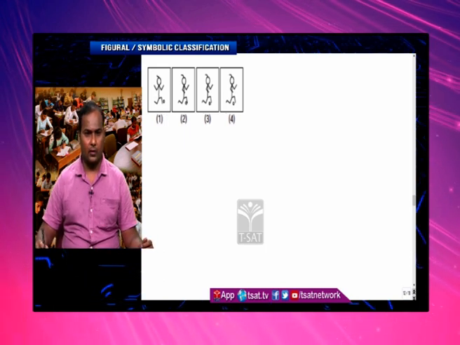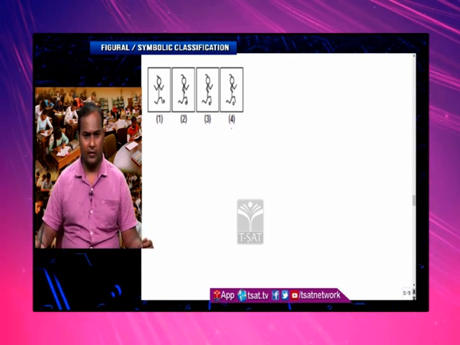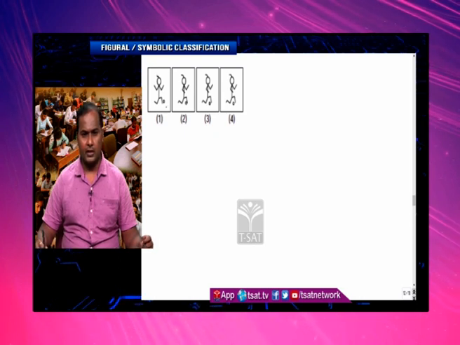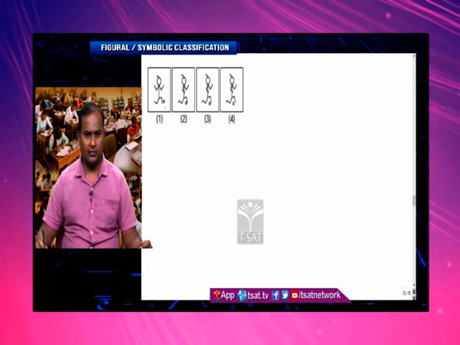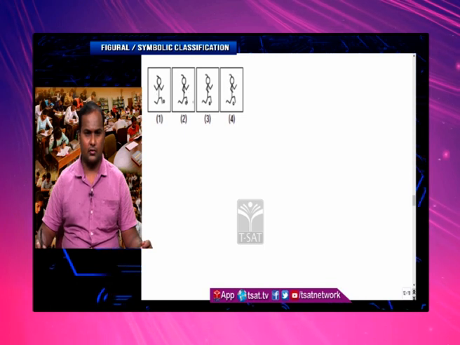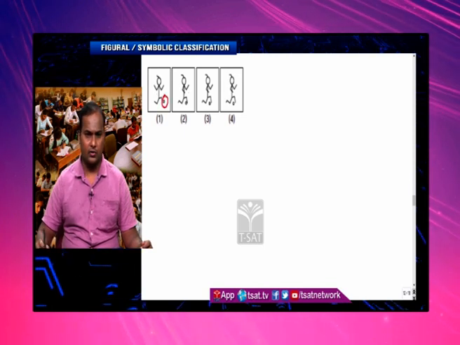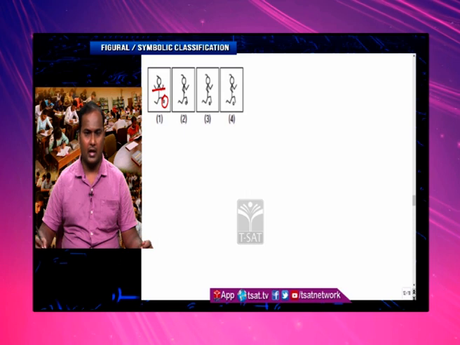So if you see this figure 1, figure 2, figure 3 and figure 4, what I can observe is 2 things. One is the position of the ball, and the other is the position of the hands. So 2 things are changing.